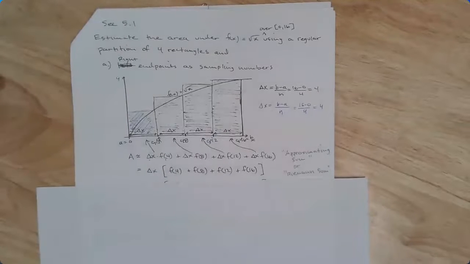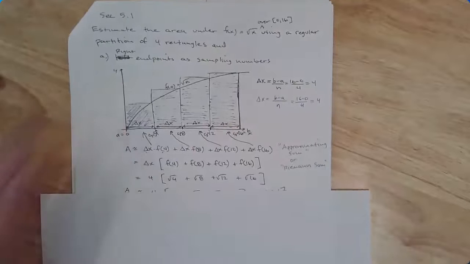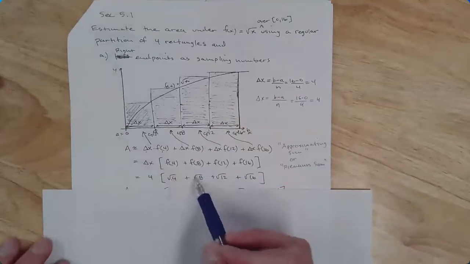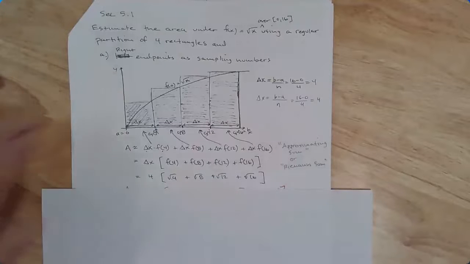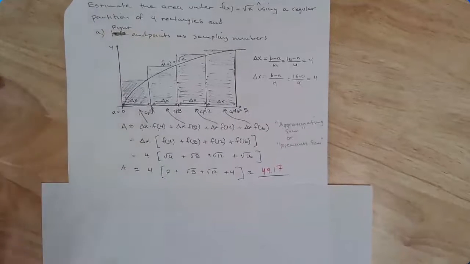So if you do this calculation, you get 4 times the square root of 4 plus the square root of 8 plus the square root of 12 plus the square root of 16. If you plug that into a calculator, which is not particularly exciting, you end up getting about 49.17. Hurrah. That would be an overestimate of this function. It's also the upper sum, as you know.